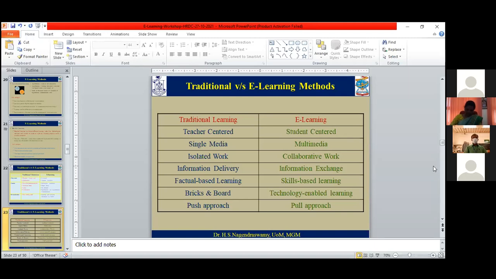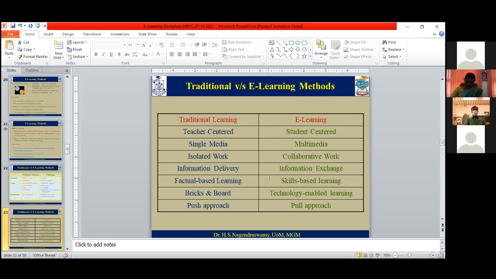In fact, this comparison speaks about the benefits of e-learning. It doesn't mean that there are no limitations, but we can minimize the limitations or disadvantages, and we can maximize the advantages. So that's the comparison.